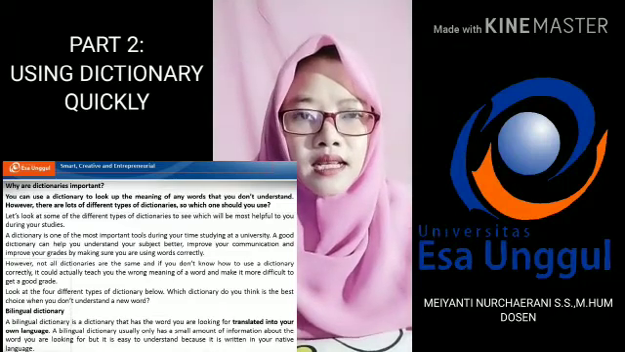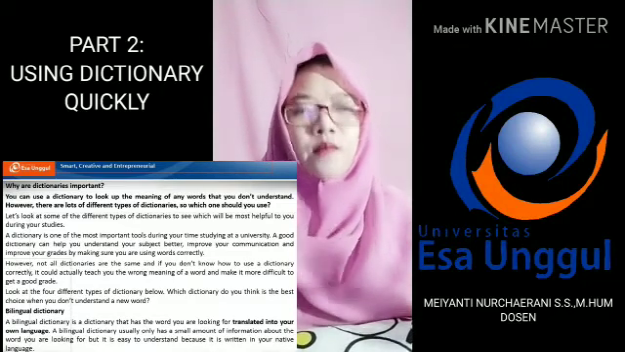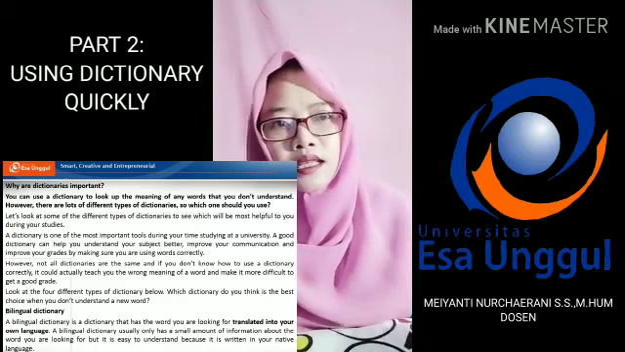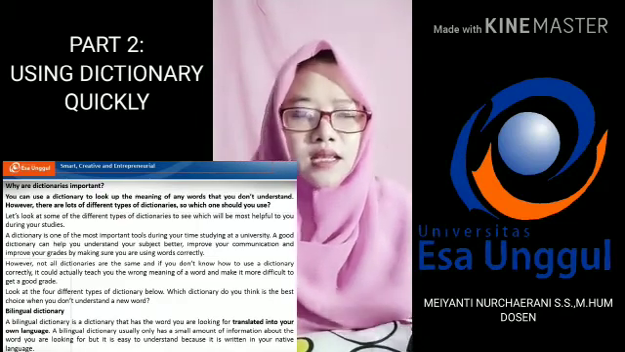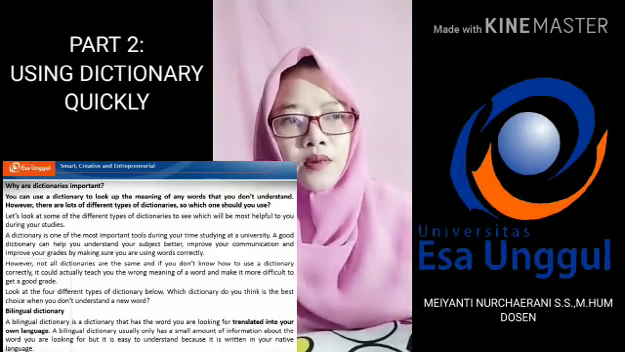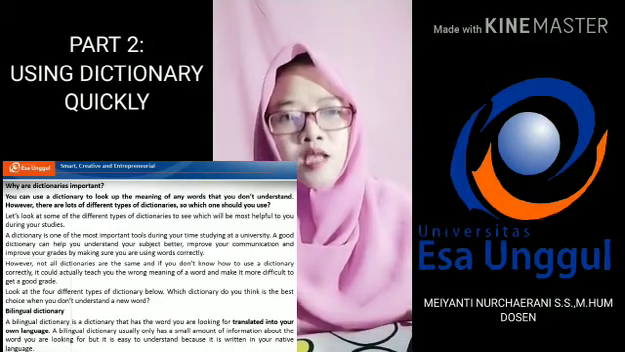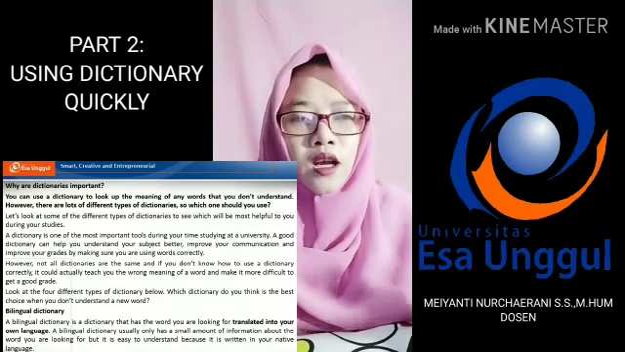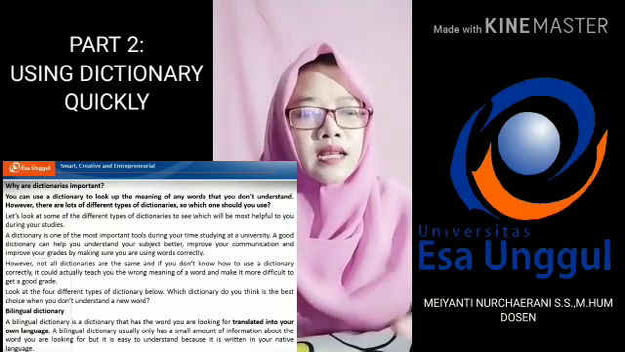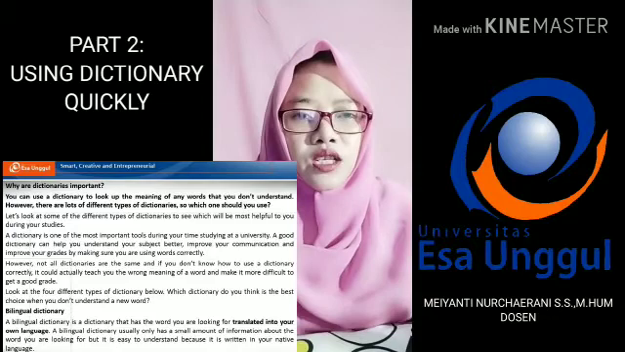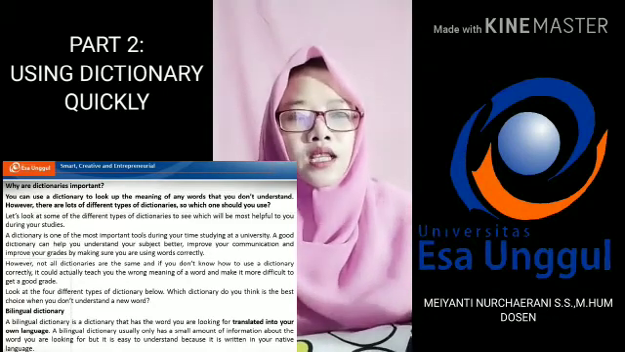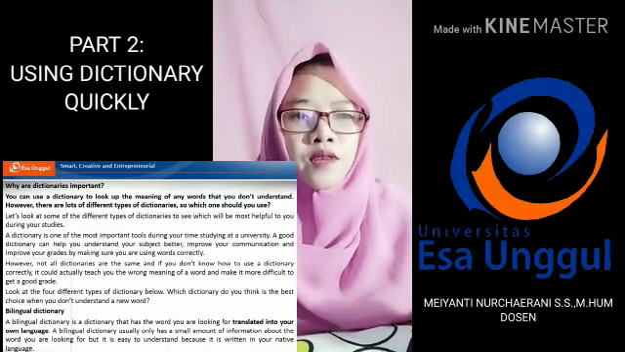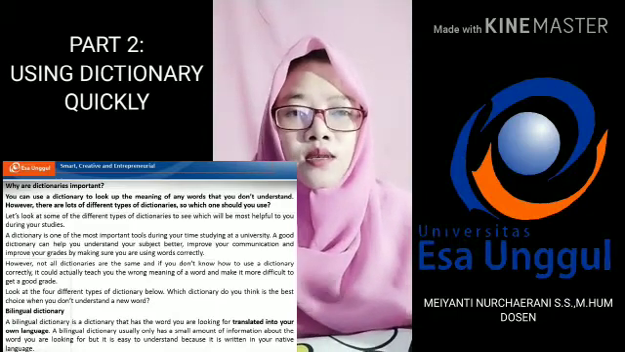during your studies. The dictionary is one of the most important tools during your time studying at the university, and a good dictionary can help you understand your subject better, improve your communication, and improve your grades by making sure you are using words correctly. However, not all dictionaries are the same, and if you don't know how to use a dictionary correctly, it could actually teach you the wrong meaning of a word and make it more difficult to get a good grade.